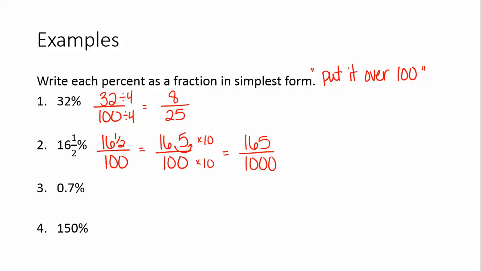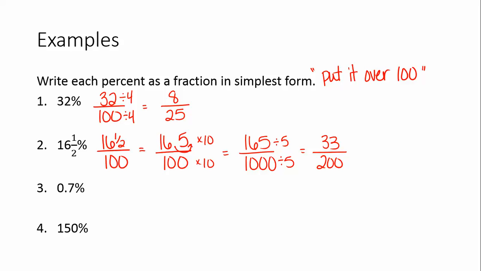Now I need to start reducing. 165 and 1,000 end in a 5 and a 0, so I know that both numbers are divisible by 5. If I punch this into a calculator, 165 divided by 5 is 33. And 1,000 divided by 5, some of you should know this one, is 200. The only numbers that go into 33 are 3 and 11. So you would want to check if 200 is divisible by 3 or 11. And it is not. So 33 over 200 is equivalent to 16.5%.